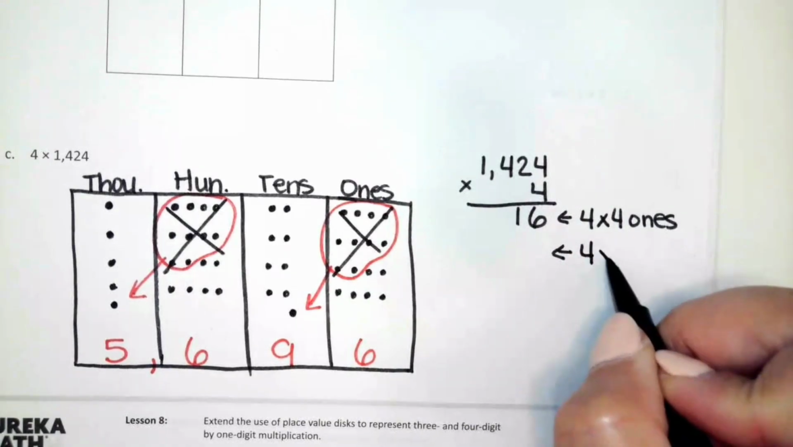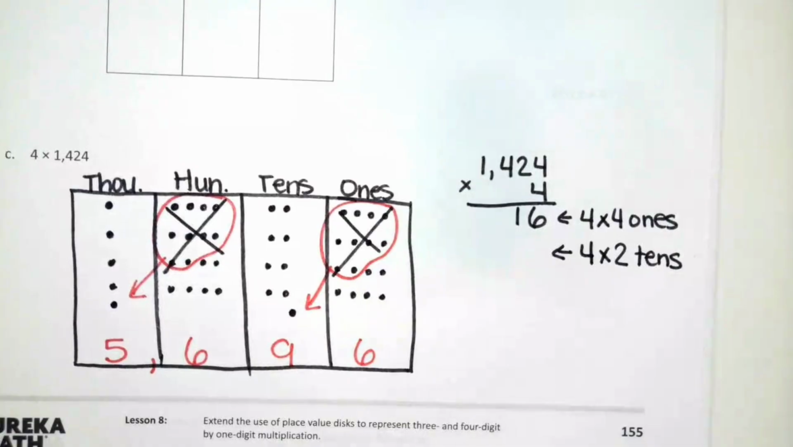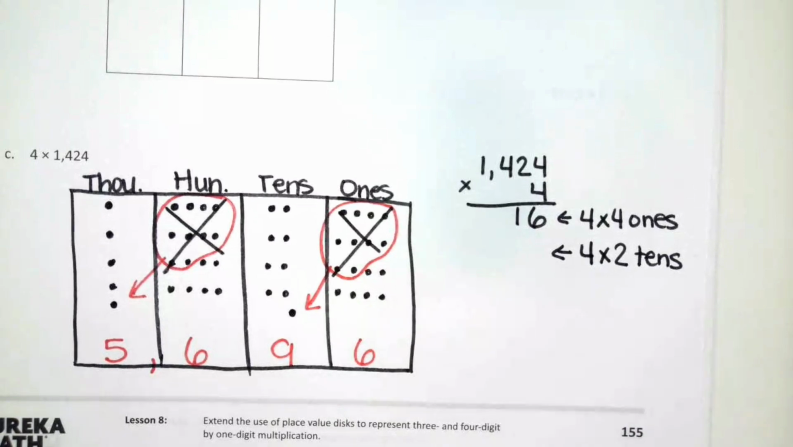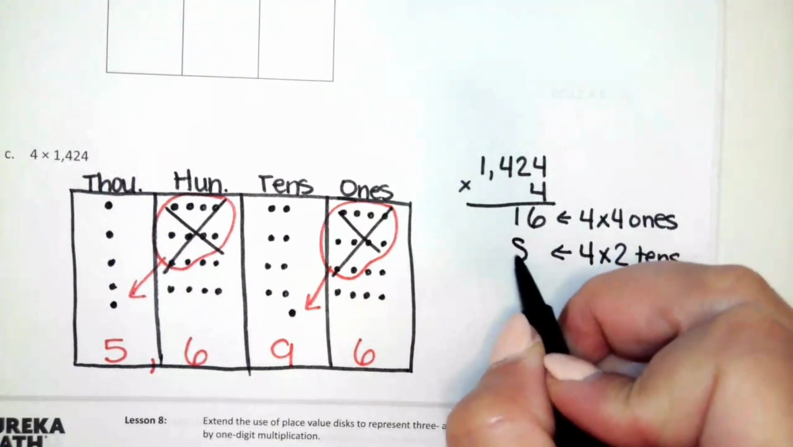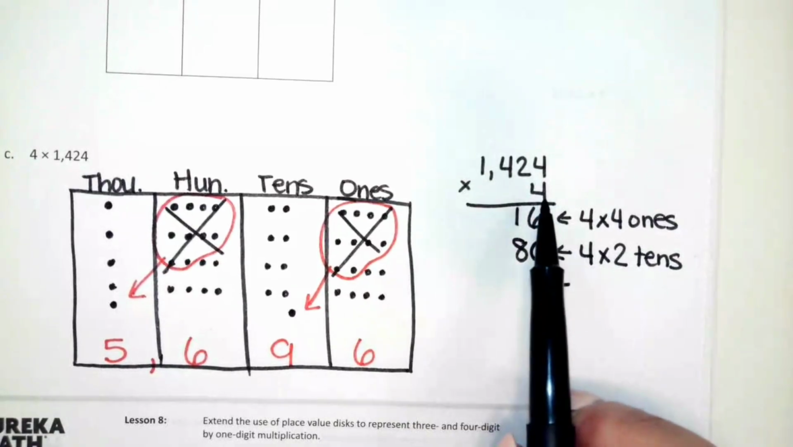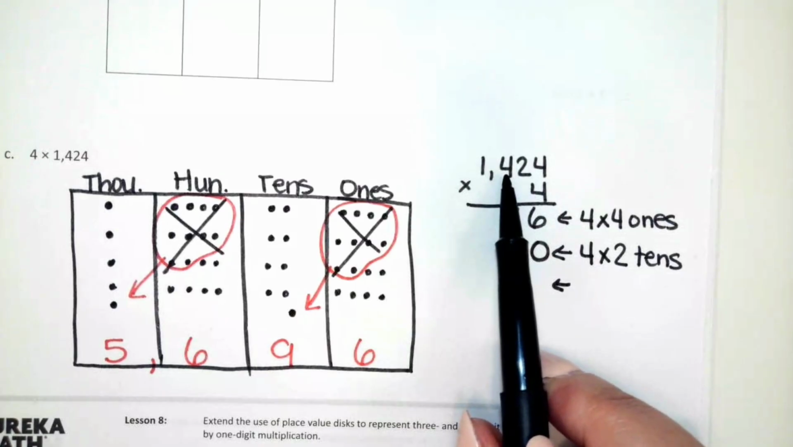Write that here. What's 4 times 2 tens equal? That would be 8 tens. What number is 8 tens? 80. Okay, now we're on the third step. What's the third step? We multiply the 4 times the hundreds digit.